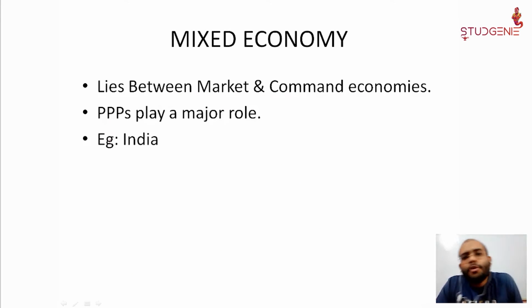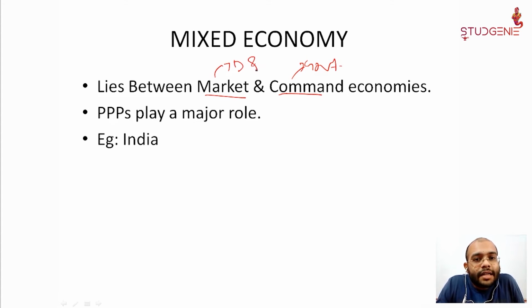So we saw the command economy, the traditional economy, the market economy. Now we will see mixed economy. It lies somewhere between your market and your command economies. Command economy is government regulated, market economy is demand and supply regulated, but mixed economy is a combination of both. In this, public private partnerships play a major role. India is an example of mixed economy.